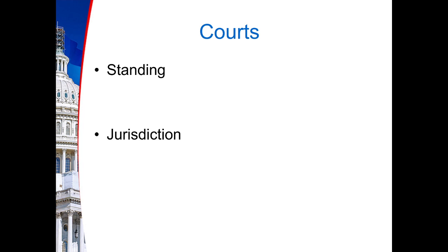Jurisdiction. This is about whether or not a court is able to hear a case. So courts have certain jurisdictions. They have a geographical jurisdiction, so they can only hear cases within their geographical boundaries. And they have topical jurisdiction, meaning that they can only hear cases relevant to the type of court that they are. So, for example, a trade court can't hear a case on taxes, or a constitutional court is not going to hear a case about traffic tickets.